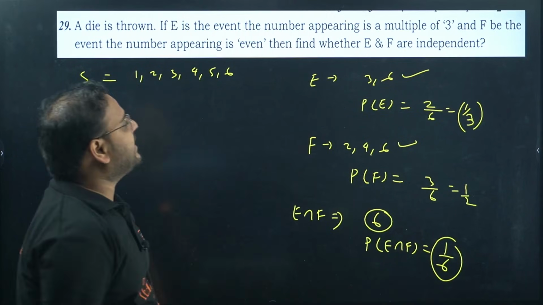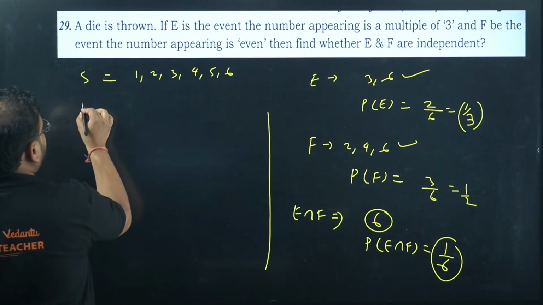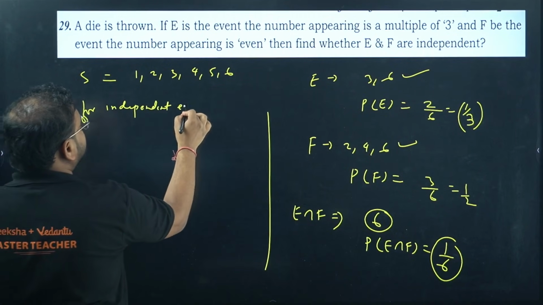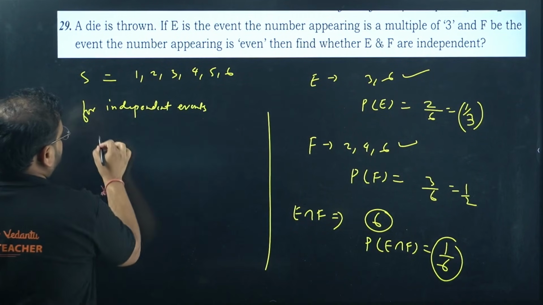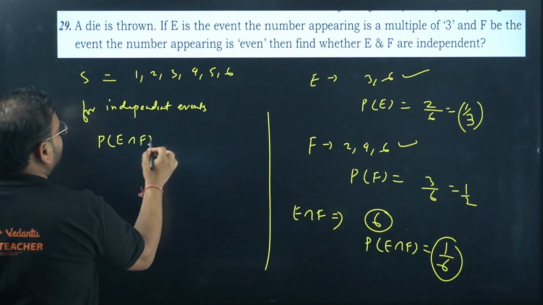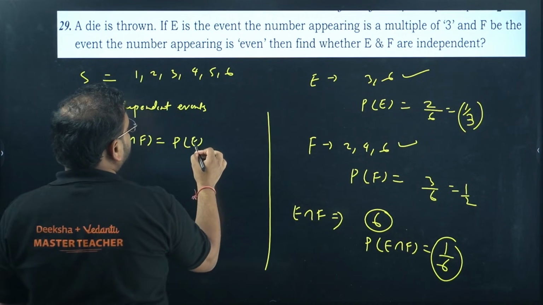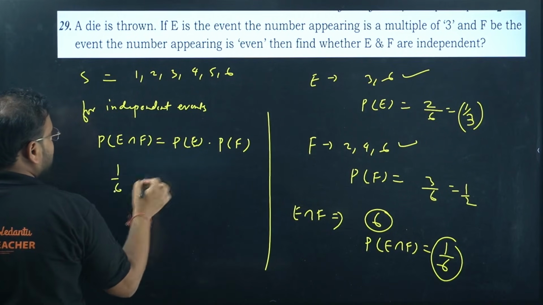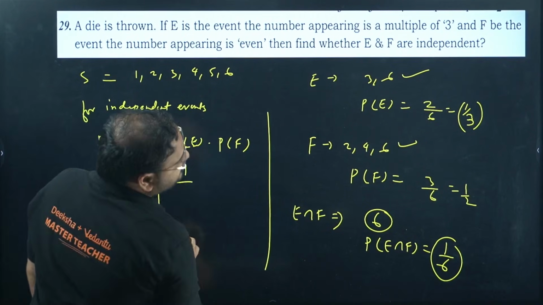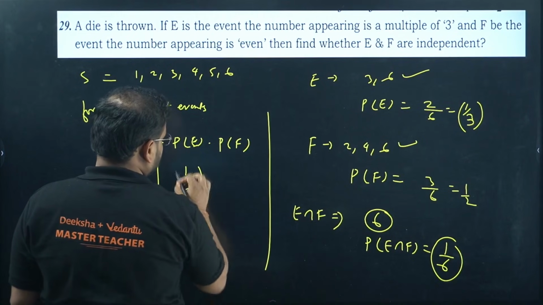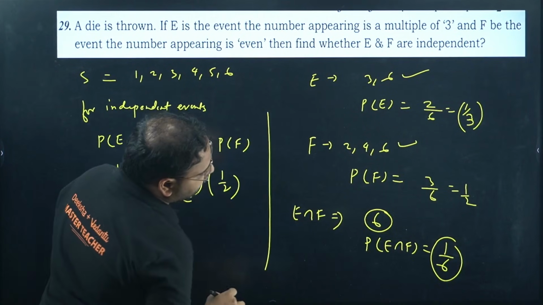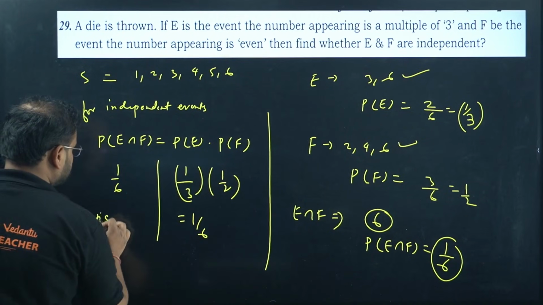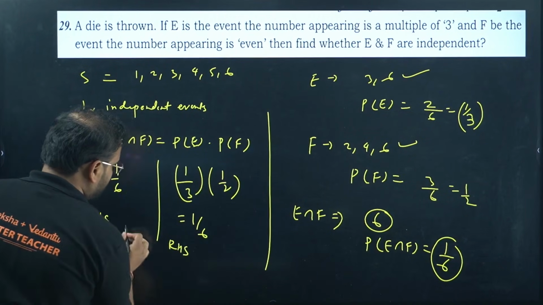Now they are asking you to check whether they are independent or not. We know that for independent events, the condition is P(E intersection F) should be equal to P(E) into P(F). Check, this value is nothing but 1 by 6, and this value will be what? P(E) is 1 by 3, and this value is 1 by 2, right? So I'm getting this value also equals to 1 by 6. This is my LHS and this is my RHS. They're equal. They both are equal.